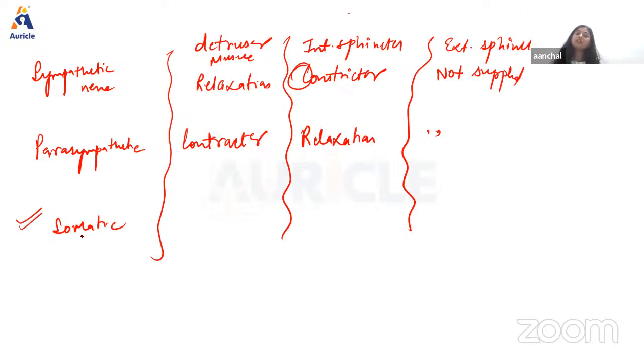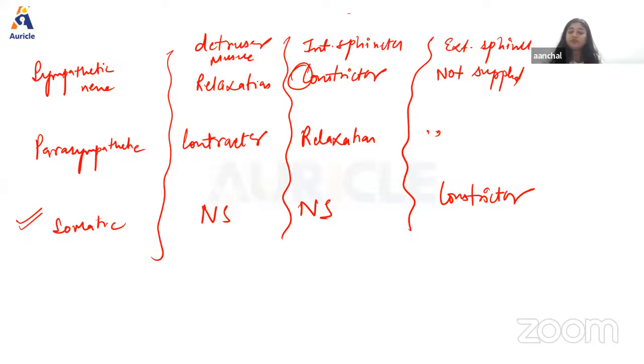Whenever the somatic nerve supplies the external sphincter, it causes its constriction. This means if this system is active, the external sphincter will always remain closed, and as it gets inhibited, it leads to relaxation of the external sphincter and it opens. Here it is not supplied by the other two. So this is about the nerve supply and function of the nerves supplying the urinary bladder and sphincters.